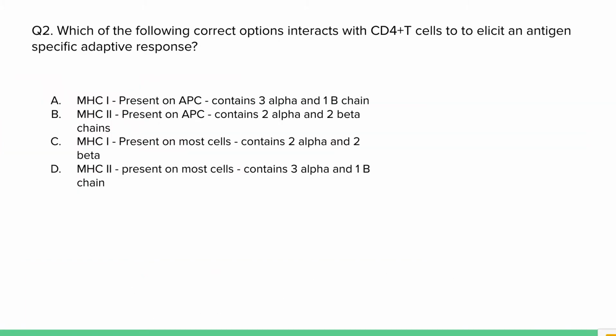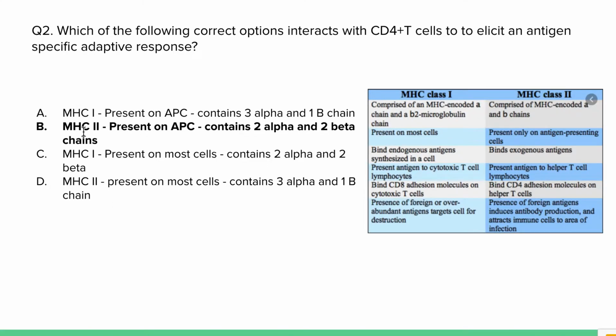Question 2. Which of the following correct options interacts with CD4 positive T cells to elicit an antigen-specific adaptive response? Pause, and once you're ready to hear the answer, you can unpause. And the answer is B, MHC2. Remember, MHC2 is what pairs with our CD4, or presents antigen to our CD4 positive T cell. So MHC2 is on the antigen presenting cell, and it contains 2 alpha, 2 beta chains, and I'll show you a picture in a second.